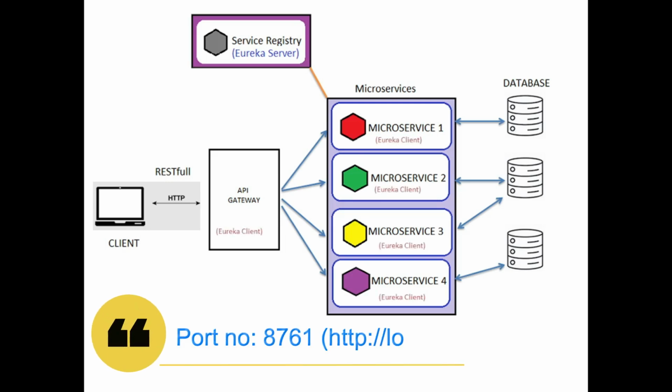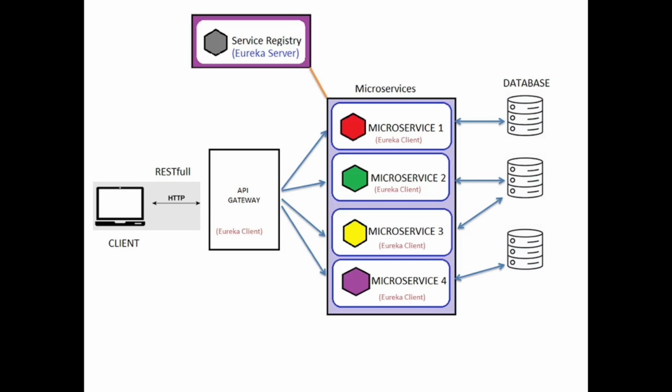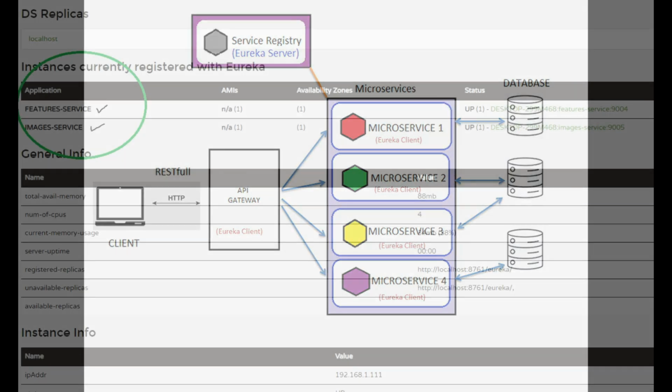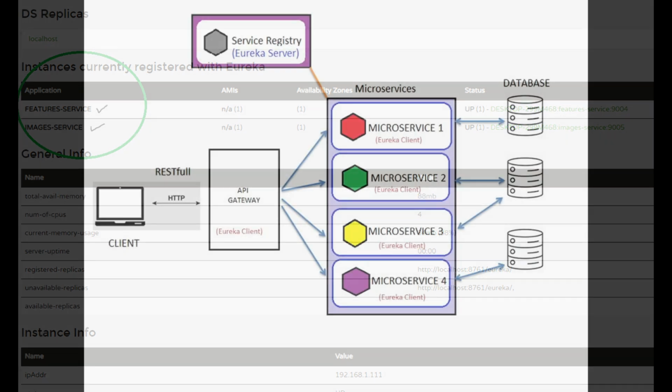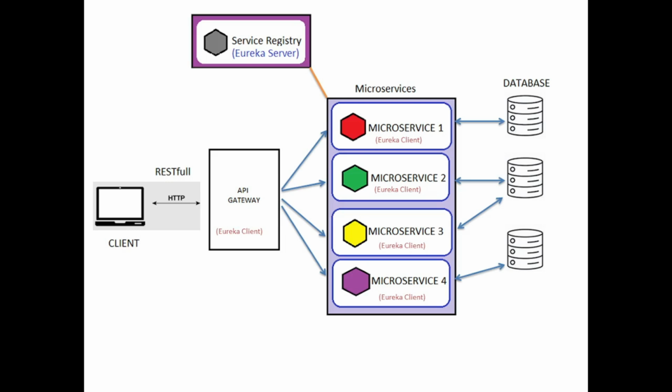Eureka server's default port number is 8761. So once we run all applications, check localhost 8761, and we should see all running instances of microservices with port numbers and service names. Okay, we have integrated microservices, API gateway, and service registry.